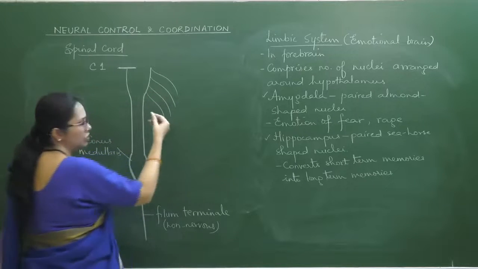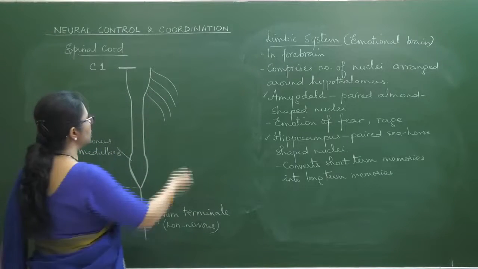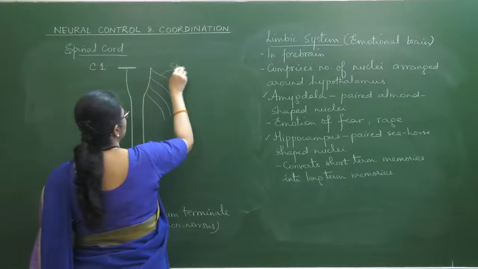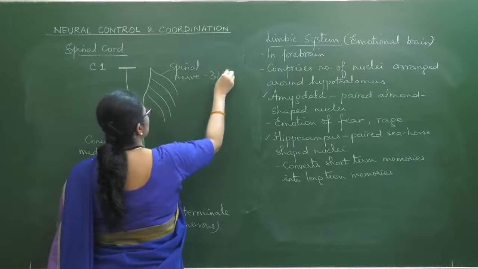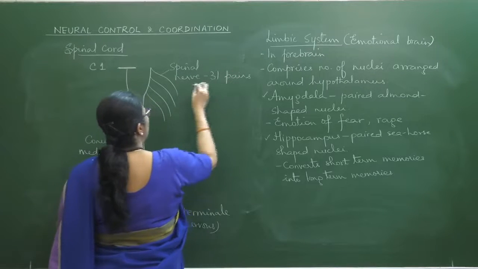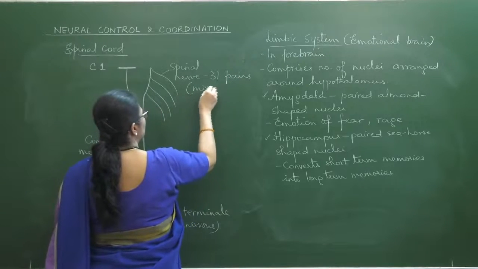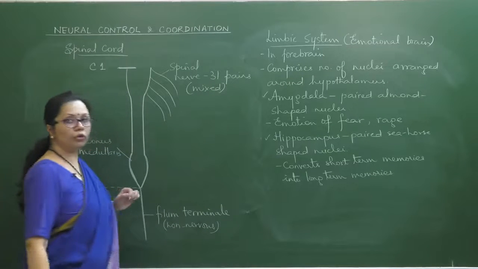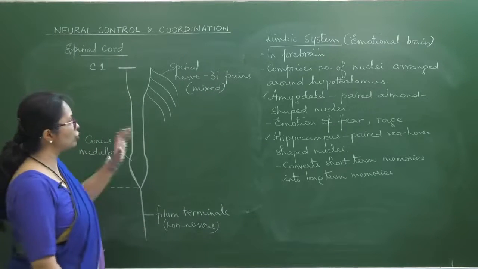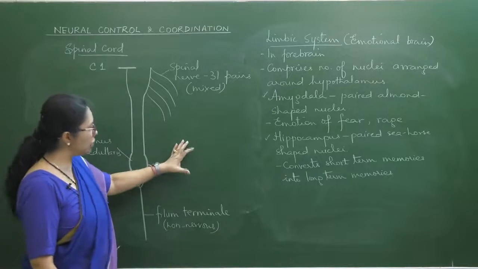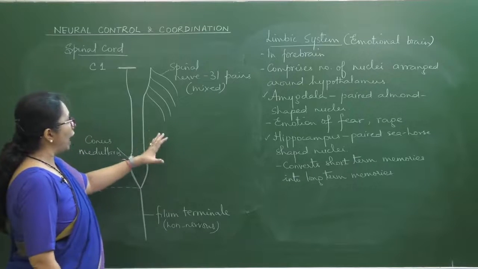And from this you know very well that the spinal nerves are arising. I'm not drawing all of them, just to give you an idea. And these are, of course, the spinal nerves, which we have mentioned. These are 31 pairs, and all of them are mixed. Mixed means which have both sensory and motor fibers, that is afferent and efferent fibers. So all of them are mixed, all 31 pairs. So easy to remember.